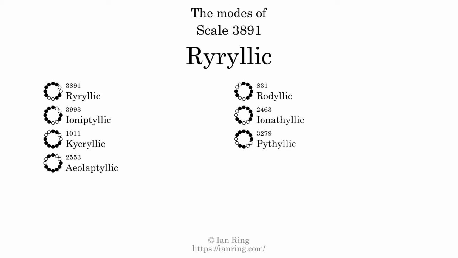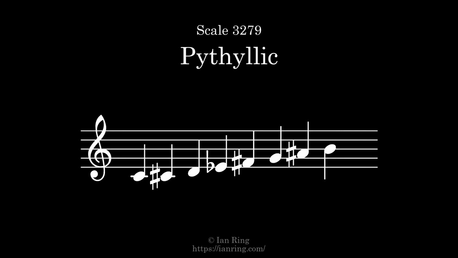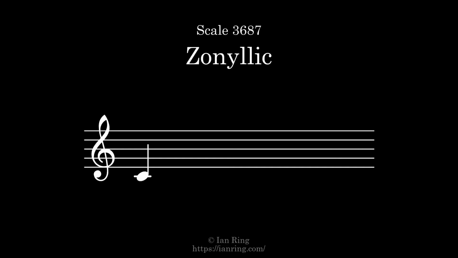The seventh mode is scale 3279, also known as Pathelik. It sounds like this. The eighth and last mode is scale 3687, also known as Xenolic. It sounds like this.